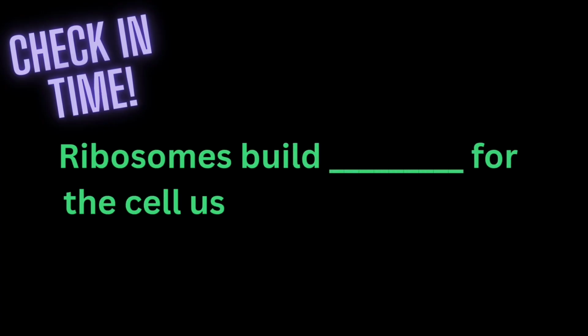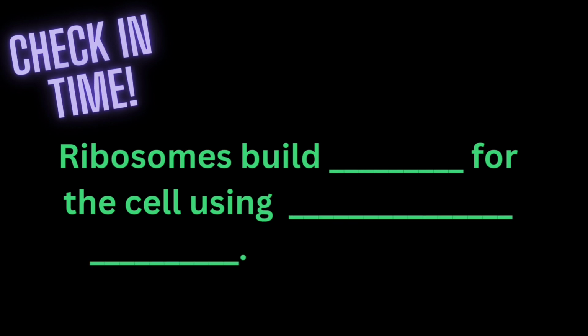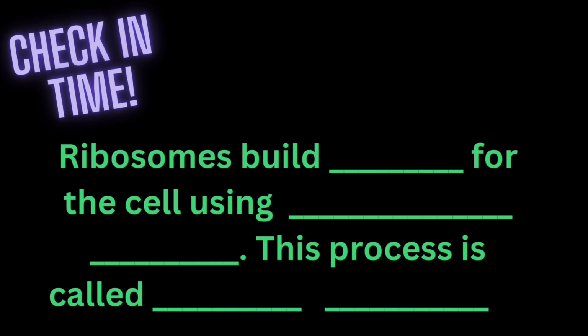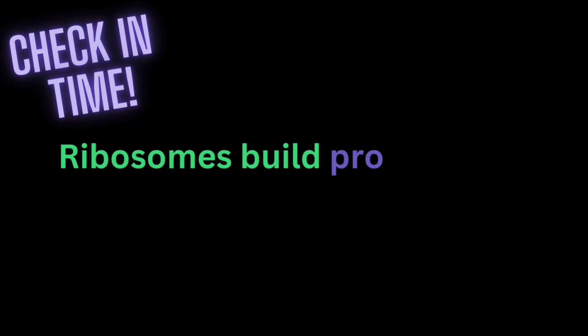To help you, I've added some little check-ins to this video to help you to make sure that you've understood key ideas. So here's the first one. See if you can fill in the blanks in this sentence. So ribosomes build blank for the cell using blank. This process is called blank. So I'll give you a few more seconds just to see if you can think of the answers. Now here's the answer. Did you get it right?